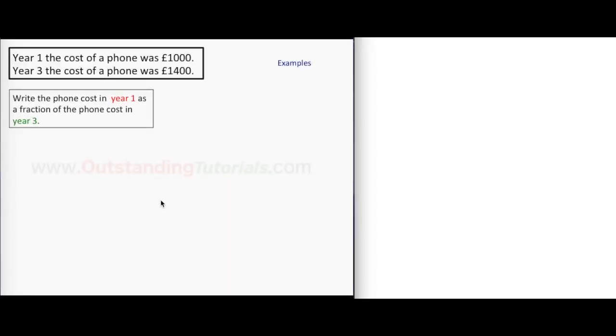The question is, write the phone cost in year 1 as a fraction of the phone cost in year 3. So what's my numerator and what's my denominator? What comes after the words "fraction of" is year 3.